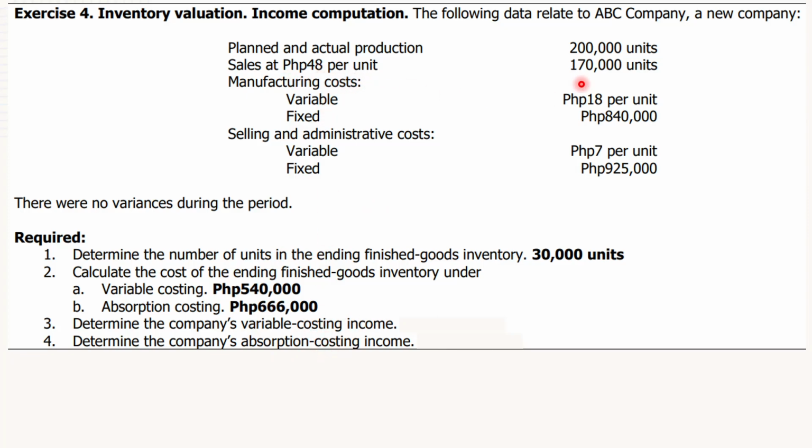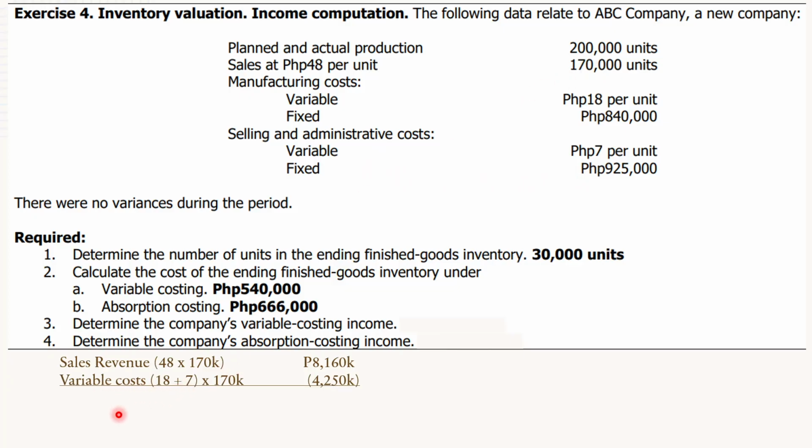Okay? So let us start with variable costing. Sales revenue, 170,000 times 48, you would have 8,160,000. Again, that's 8,160,000, your price times the sales units volume. Deduct the cost of goods sold, variable portion, 18 times 170,000, to be followed by the selling and admin cost, variable portion, 7 times 170,000.